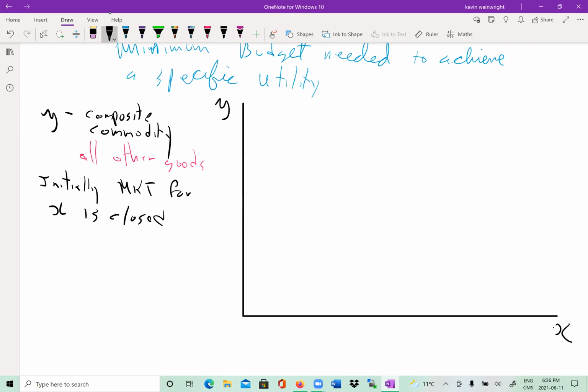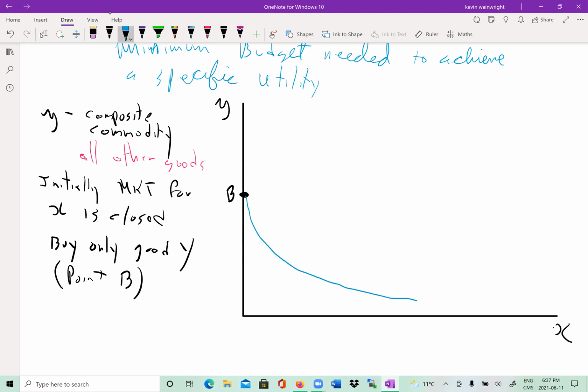So I am consuming at point B. I'm going to buy only Y, or point B. Okay, so at point B, I have a specific level of utility. I'm going to call U0.